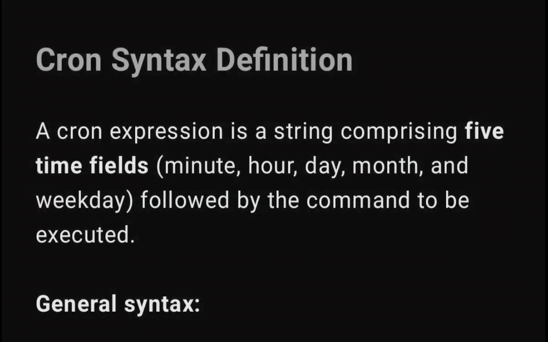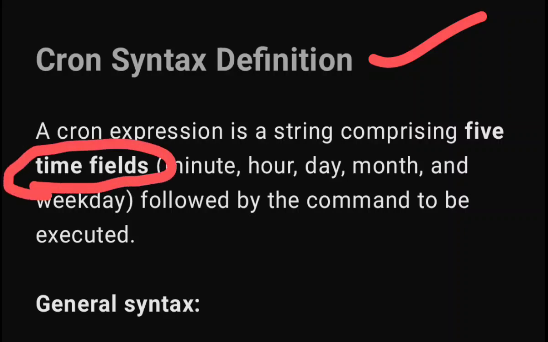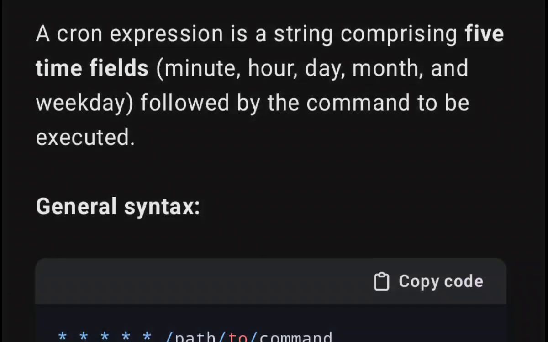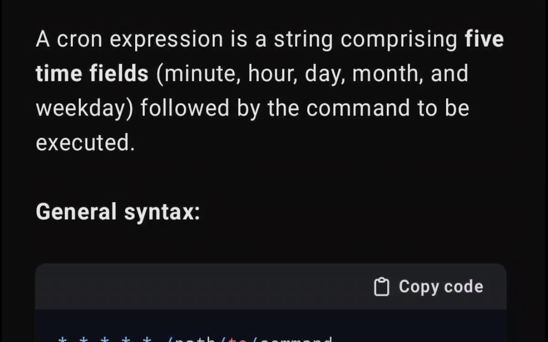Now, let us have a discussion about the cron syntax definition. A cron expression is a string comprising 5 time fields. Remember this, all are time fields. The time fields are: first minutes, second hours, third days, fourth months, and fifth weekday. If you add a sixth also, it will be considered as seconds.